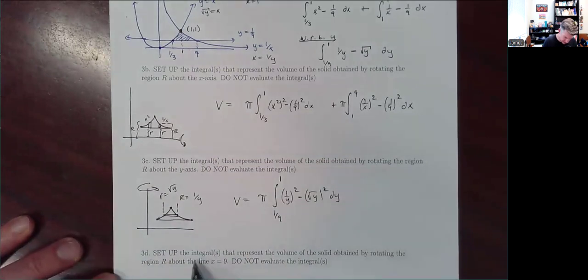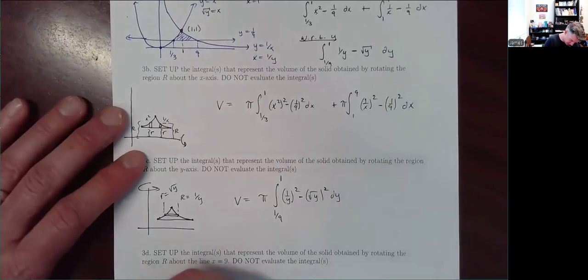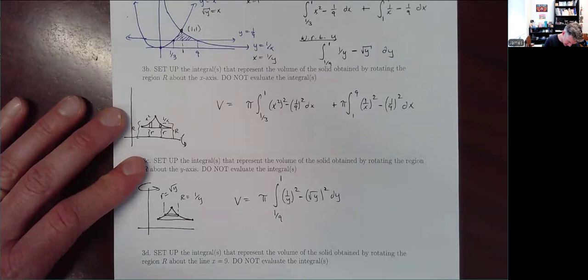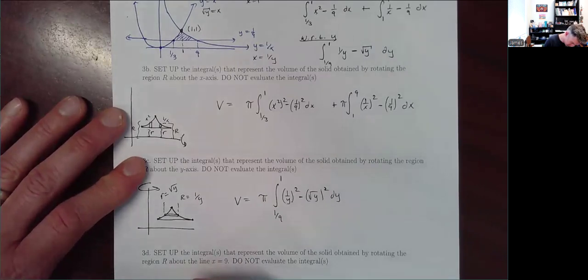Finally, set up the integrals that represent the volume of the solid obtained by rotating the region about the line x equals 9. So now we're going around the same region, but now we're going around this vertical line here. If my strip looks like this, then my outer radius is going to be that, the difference between 9 and my function there, and my inner radius is going to be that.